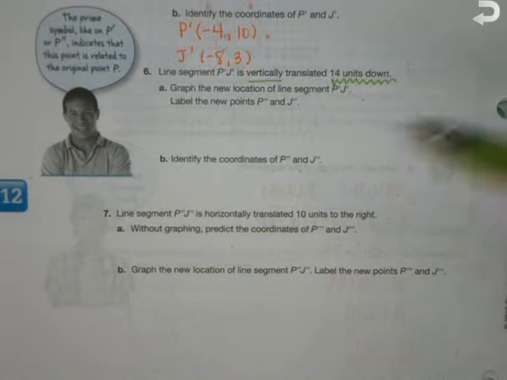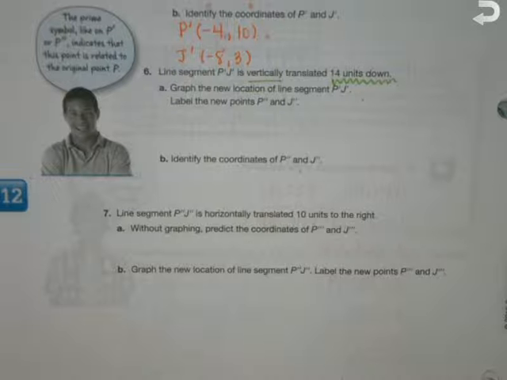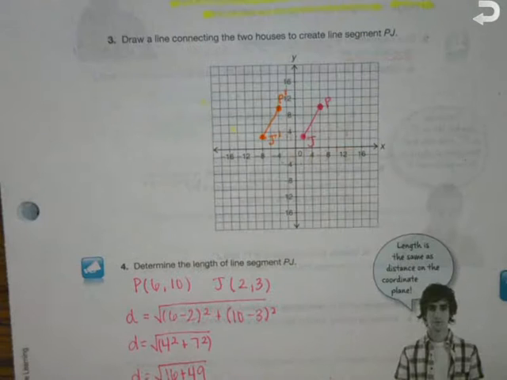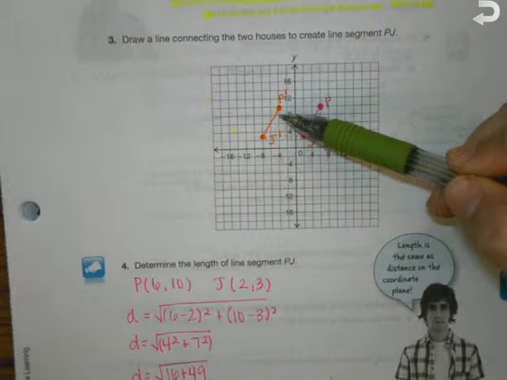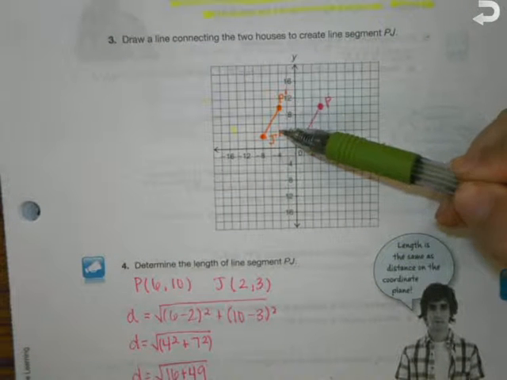So then you're going to take P double prime, J double prime, and you're going to translate it 10 units to the right. Okay? Okay, guys, so we were taking P prime, J prime, and translating it 14 units down. So you're still counting by twos, so let's start with P. So we're going to go down 2, 4, 6, 8, 10, 12, 14, and you're going to put your point there and label that P double prime.